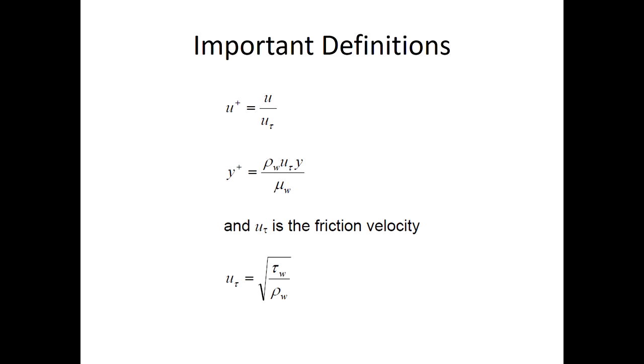U is normalized by the friction velocity. Y is normalized, becomes y plus, by multiplying by density, u tau, y by mu infinity. Notice that this looks like a Reynolds number. Density times velocity times distance by molecular viscosity. And u tau is the friction velocity.